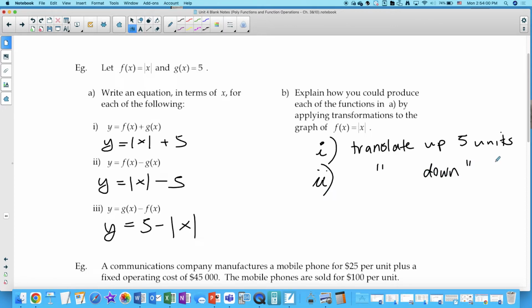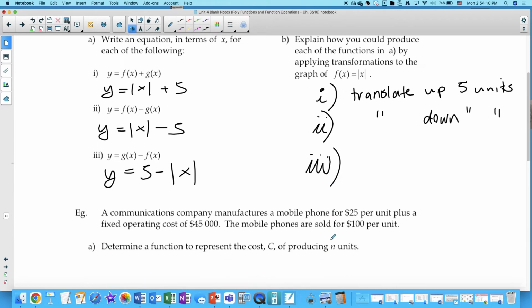Okay, what about the third one? Okay, so here you want to just maybe reorder the terms here and think of this as negative absolute value of x plus 5. So this is a vertical reflection in the x-axis, and then we're translating up 5 units.